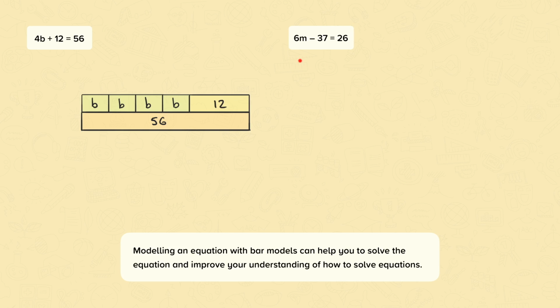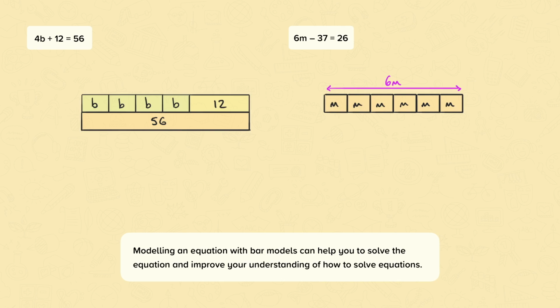Now let's look at modelling this equation. 6m subtract 37 equals 26. The first thing we have in the equation is 6m. So let's draw 6 bars of equal length and label their length as m. Their length altogether is 6m. Now we must subtract 37 from 6m. To represent a subtraction, the 37 will not go on the same row. Otherwise, that is adding to the length. Instead, we'll draw the bar underneath 6m. This shows that we are subtracting the two.